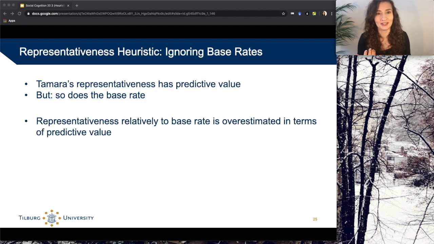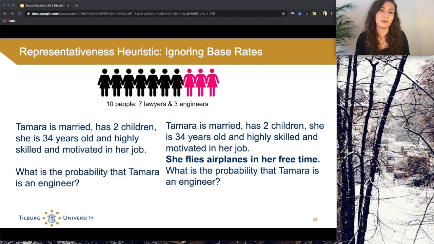So in the case of Tamara, if you compare the answers that people give in our 2 questionnaires, the one where there is information about her flying airplanes in her free time, and the one where there is no such information, we should see that there is actually a difference. The probability that people in the airplane condition estimate that Tamara is an engineer should be higher than in the other condition where we don't have the airplane information.